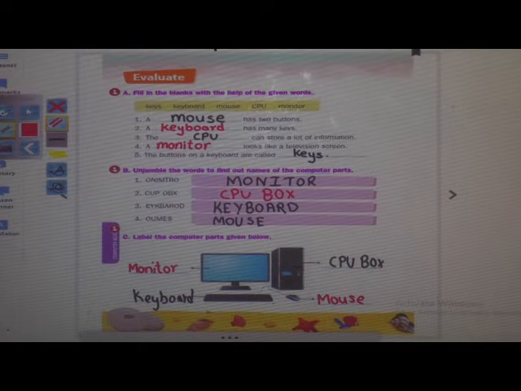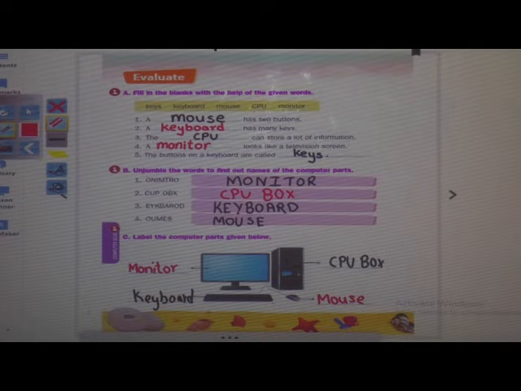B1, we have made unjumbled words to the proper words, that is parts of computer. The first one is monitor, M-O-N-I-T-O-R, monitor. Second one is CPU box, C-P-U-B-O-X, box. Third one is keyboard, K-E-Y-B-O-A-R-D, keyboard. Fourth is mouse, M-O-U-S-E, mouse.